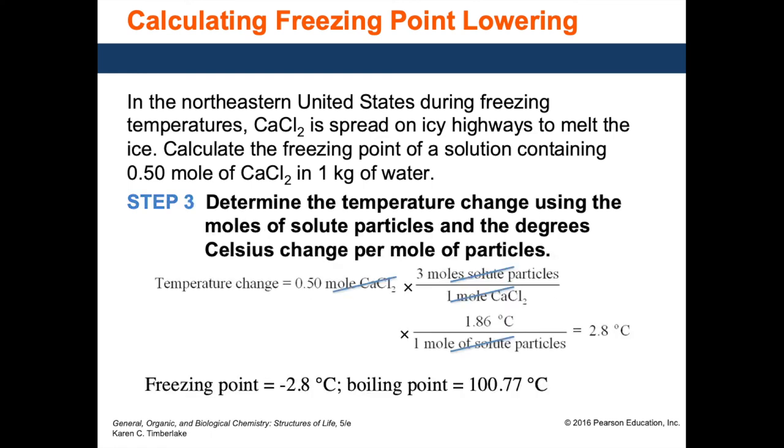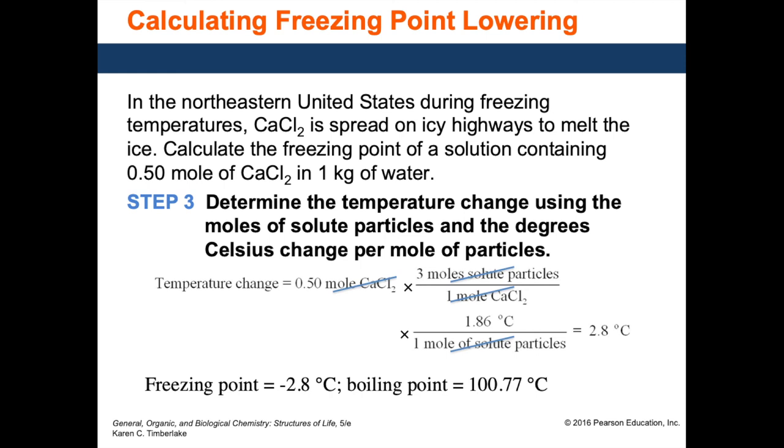So again, we can take our 0.5 moles of calcium chloride, multiply it by 3, and that tells us how many particles we have dissolved in the water, right? And then, of course, we can multiply by that constant, negative 1.86 degrees Celsius per molal. Okay, and we find out that our boiling point rise is 2.8 degrees Celsius. Our freezing point drop is negative 2.8 degrees Celsius.